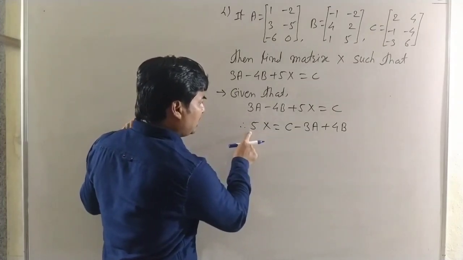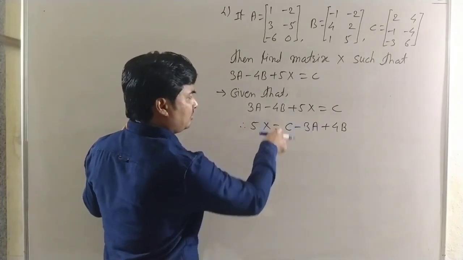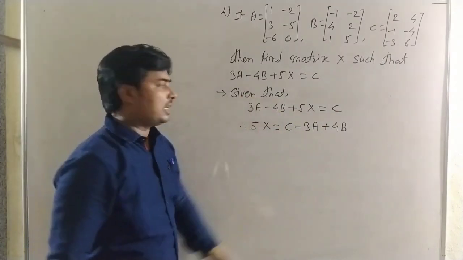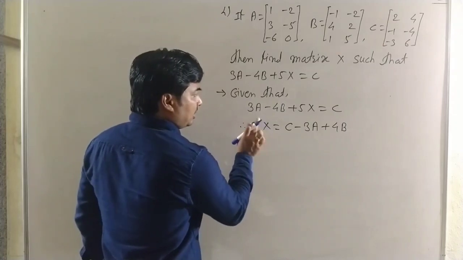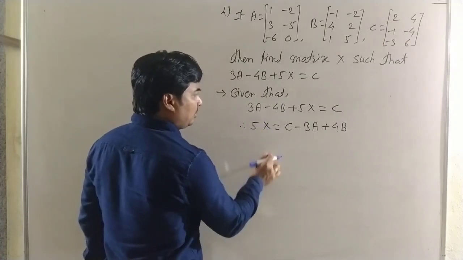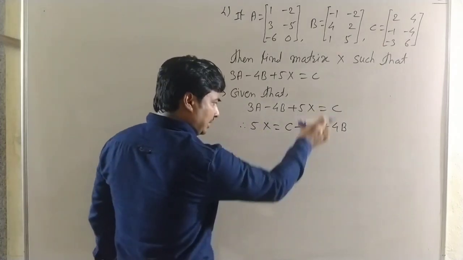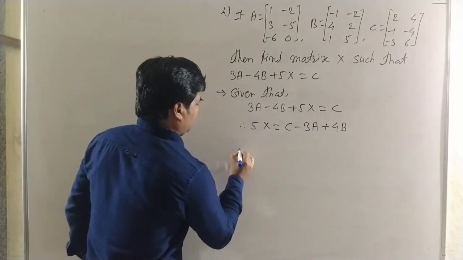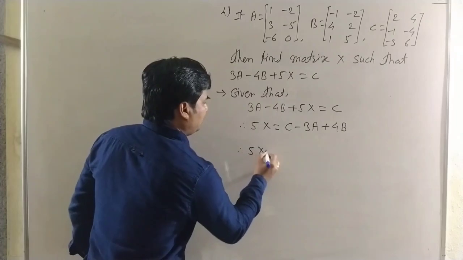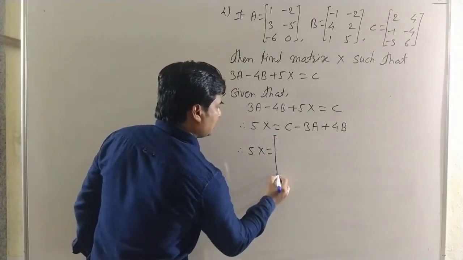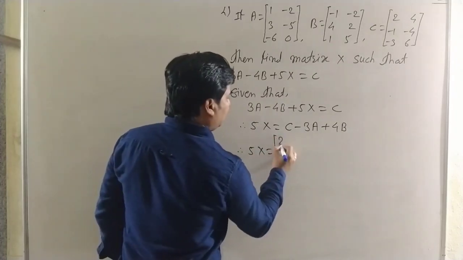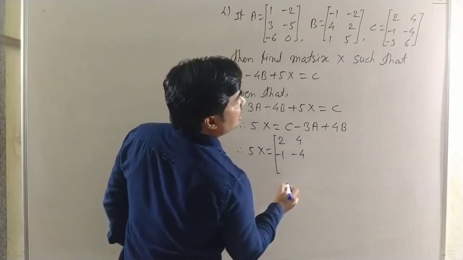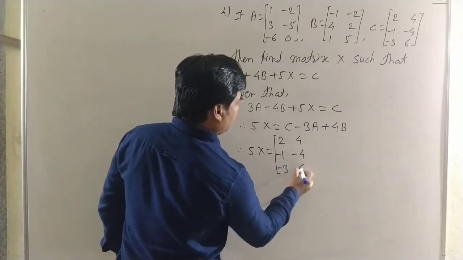Therefore X is equal to 1 by 5, dividing by 5. You can write in this step or the last step. Now to find the matrix X, we write X is equal to 1 by 5 times this term. First we calculate this and then divide. Therefore 5X is equal to C. What is C? It is 3, 4, minus 1, minus 4, minus 3 and 6.